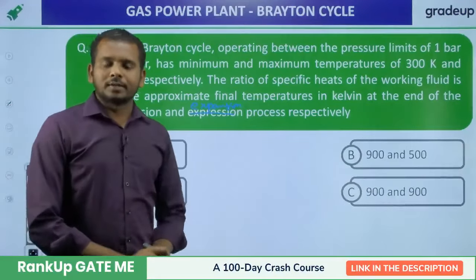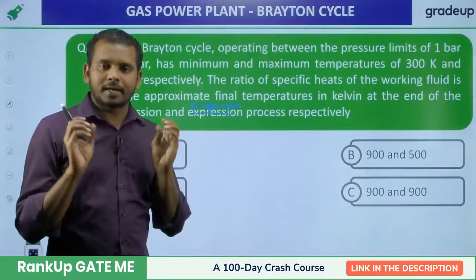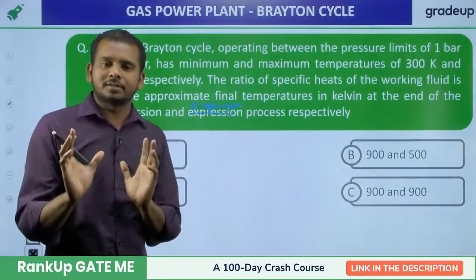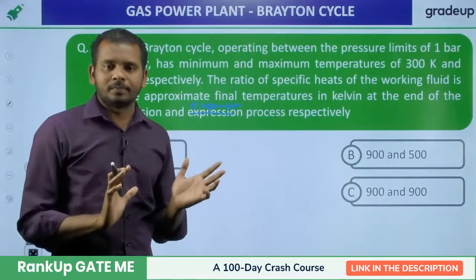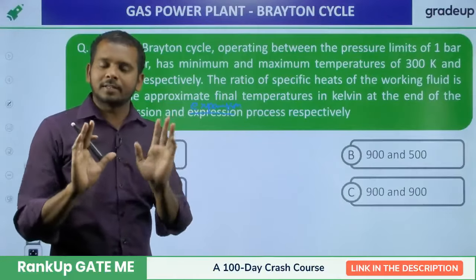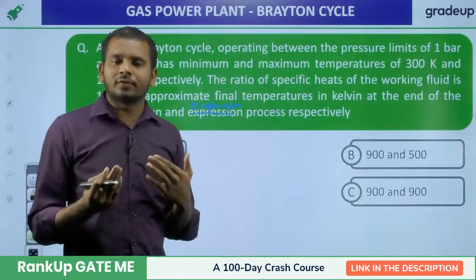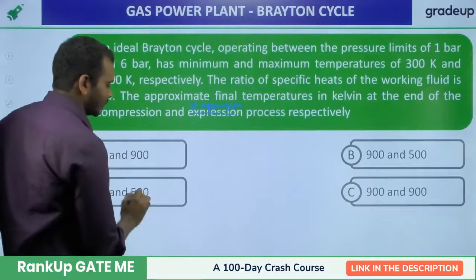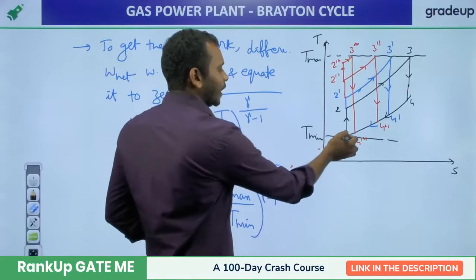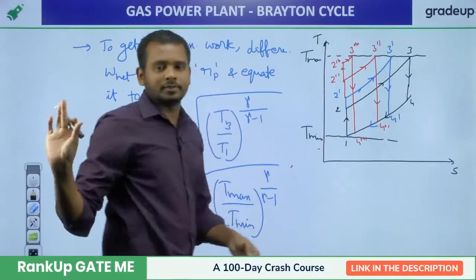One good thing with the Brayton cycle is, in almost all Brayton cycle problems, they always give the minimum temperature of the cycle, the maximum temperature of the cycle and the pressure ratio of the cycle. If you have these three values, the only thing you need to find out is T2 and T4. We have T1, we have T3. Only thing is you need to find out T2 and T4. That's it, the problem is over.